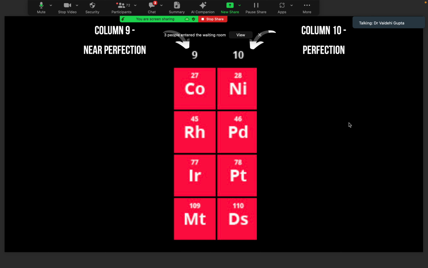Column 9, column 10. Column 9 is near perfection. Column 10 has perfection. So because column 9 is about to get that success, they are very anxious. There is fear. What if they lose? What if they can't get that success? Because there is lots of responsibility on them. They have worked hard for that success. So there is lots and lots of anxiety. While column 10 has perfection, they are successful. They feel like a ruler.